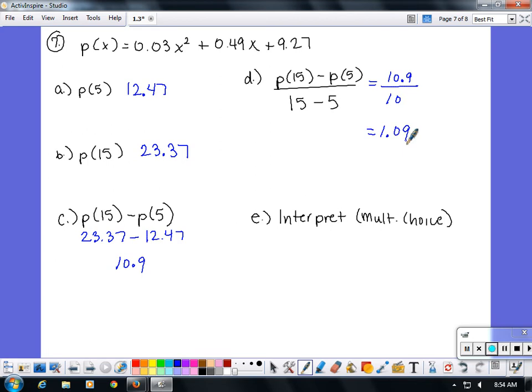Interpret. Let me read these. So this is part E, number 7. It represents the price increases of baseball tickets between 96 and 2006. It represents the average rate of change in price from 96 to 06. The result tells us the price of baseball tickets in 07 is more than 06. It represents the average price difference from 90. It's going to be the average rate of change.